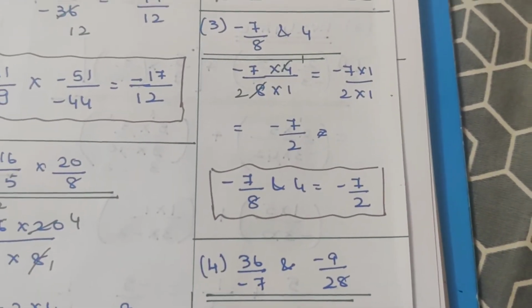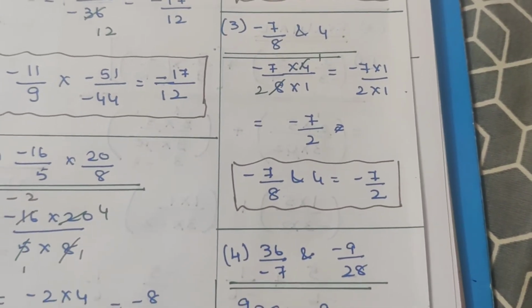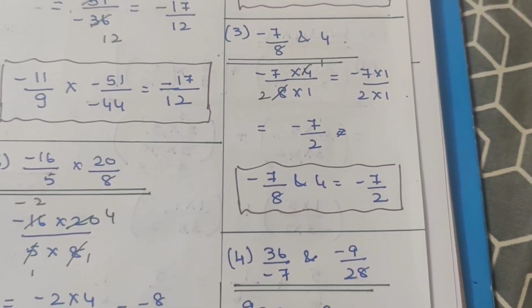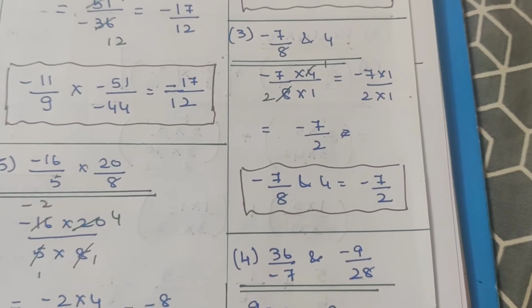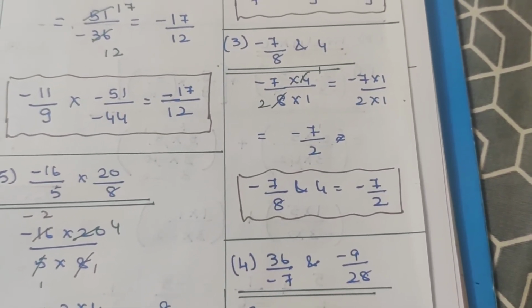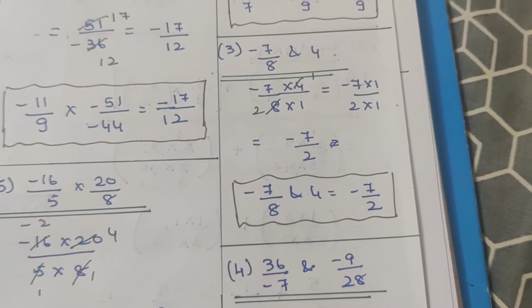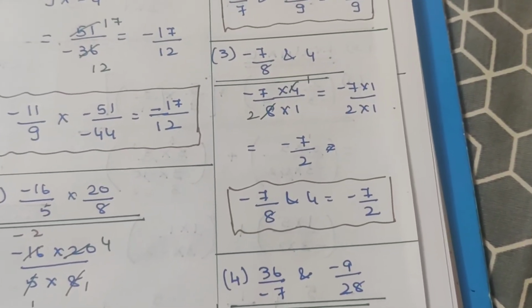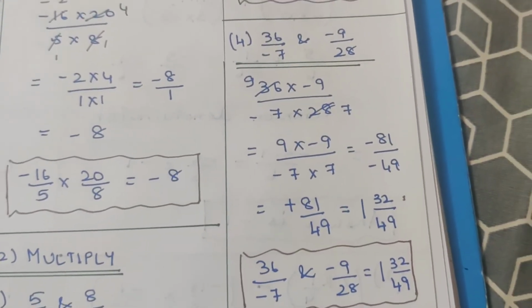The third one. Minus 7 by 8 and 4, that is minus 7 into 4 by 8 into 1, that's equal to minus 7 into 1 by 2 into 1, that's equal to minus 7 by 2. Therefore, minus 7 by 8 and 4, the answer is minus 7 by 2. Hope this is clear. Let's move on to the next one, the fourth one.